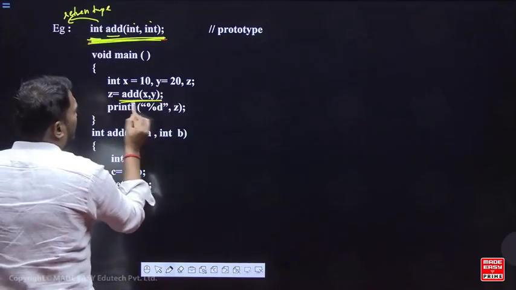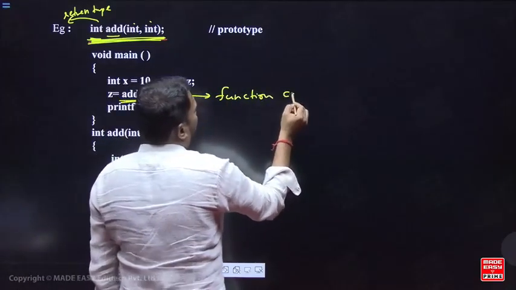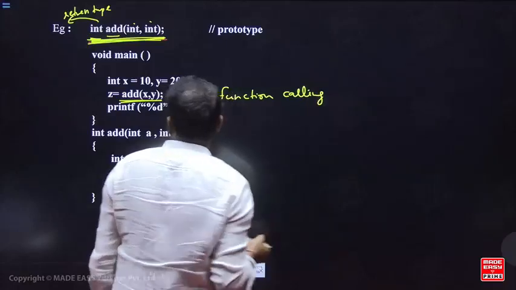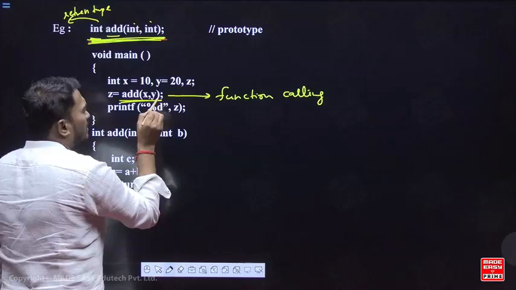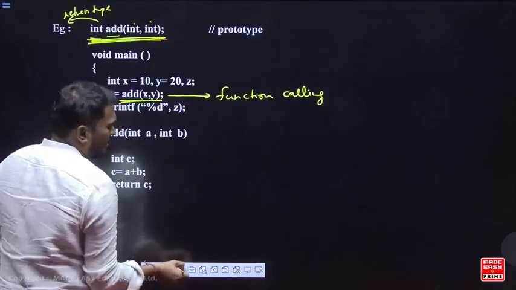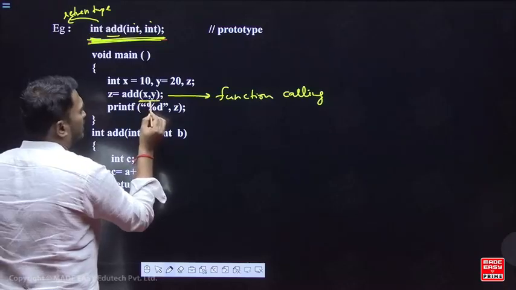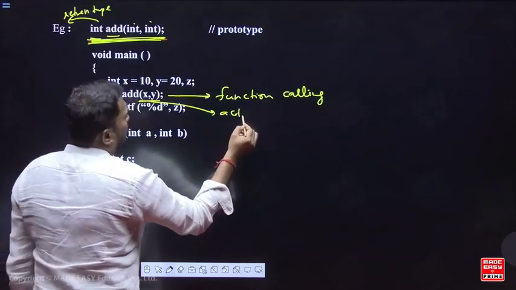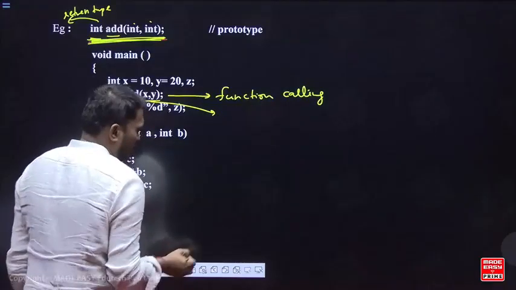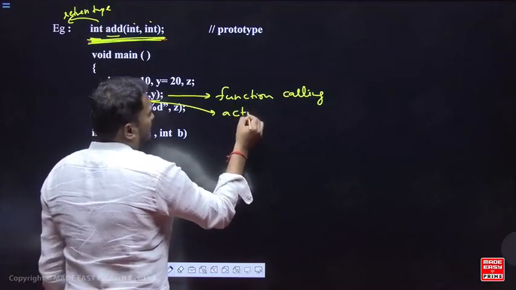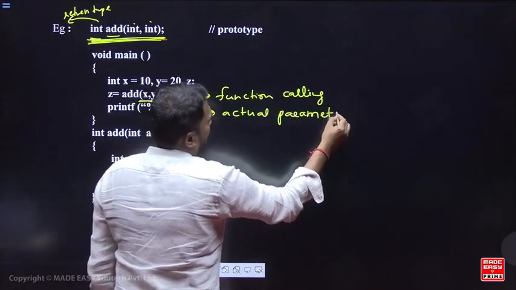So this is called as what? What is this called as? A function calling. Okay, you are calling the function add by passing x comma y. When you are passing x comma y, please listen here. This is called as a function calling. X comma y, these are called as the actual parameters. Please understand here. So I am writing, these are called as the actual parameters.